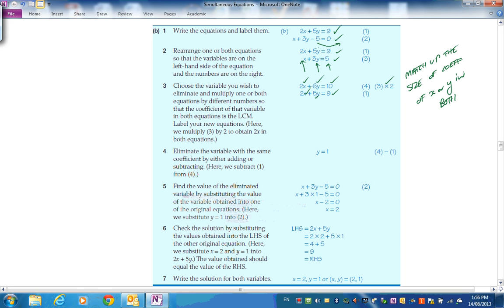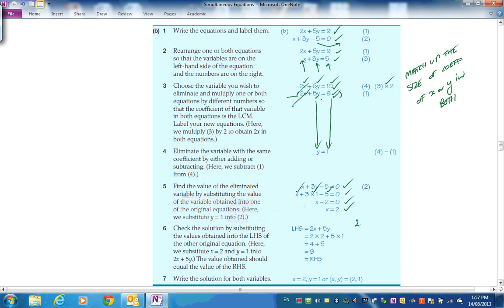Let's do that now. They're both the same size and sign, so take them away. 2x take 2x is no x. 6y take 5y would be 1y. 10 take 9 would also be 1, so that turned out nicely. y equals 1. Then let's take the second equation this time and say we've got x plus 3 times 1 take 5 must equal 0. So that means x take 2 must equal 0. x would be 2.